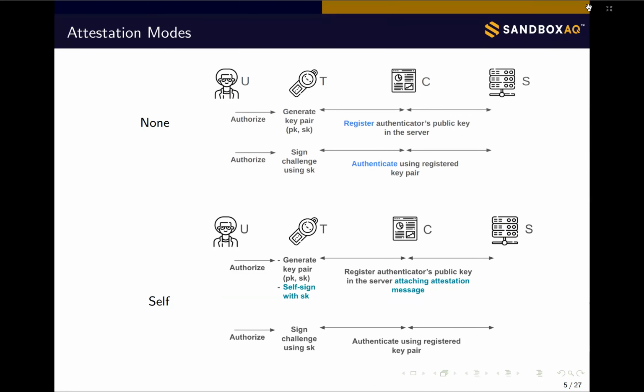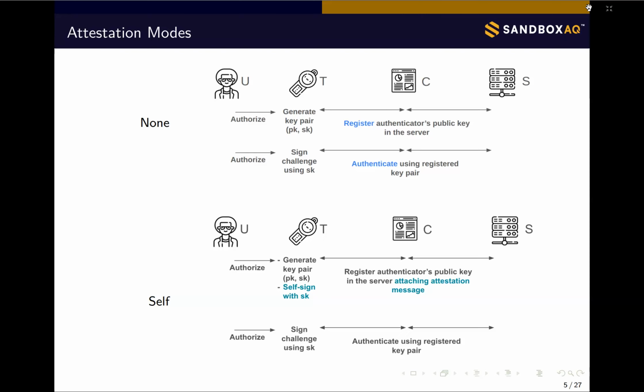Then we have the attestation mode self, where during the registration phase, besides generating a key pair, the authenticator will use the secret key, the private key of the key pair, to sign the message that is sent to the server. And this message will also contain attestation information, like I mentioned before, about maybe the brand of the authenticator or the firmware that it runs. Okay? And the authentication phase is the same.